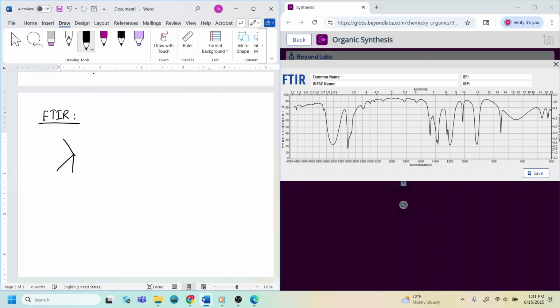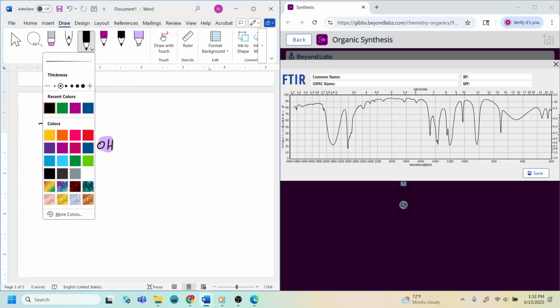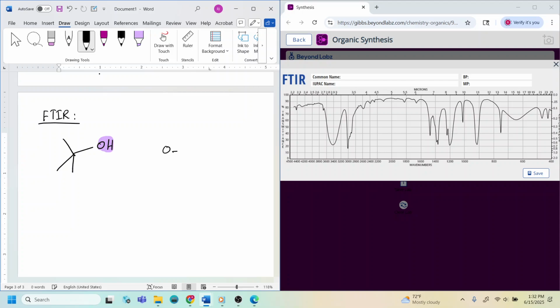Always look at your product and see what type of functional group I have. The functional group over here is the alcohol, right? So I am looking at the FTIR. I am looking for my first group, which is the OH vibration. The OH vibration is a broad peak, and that should show between 3,600 and 3,200.